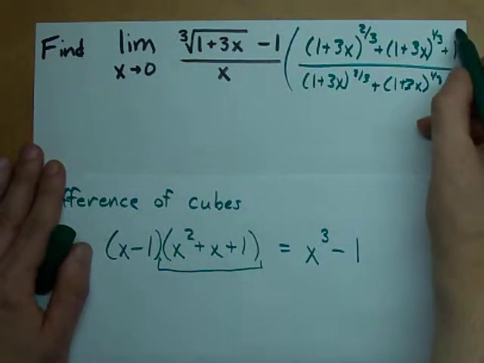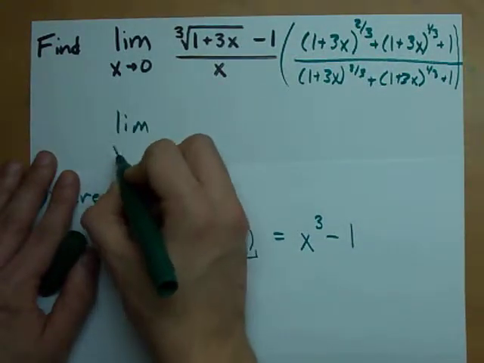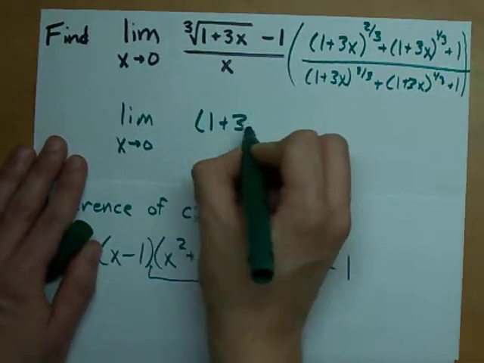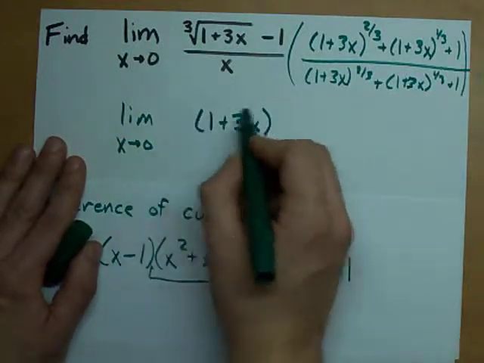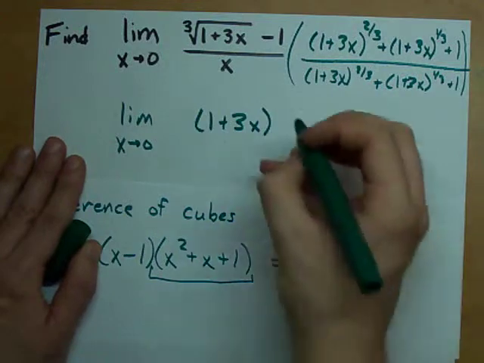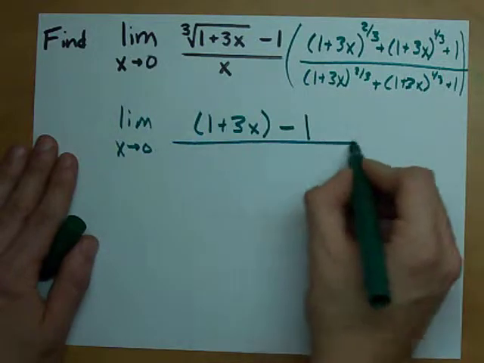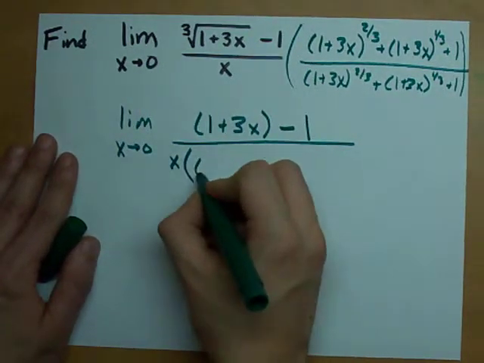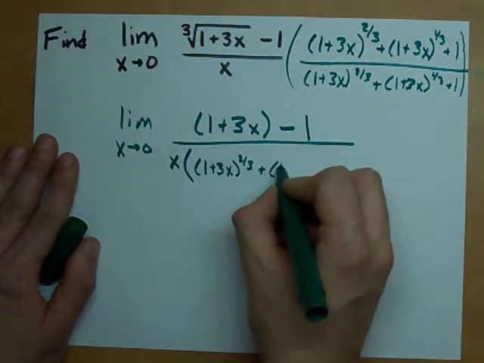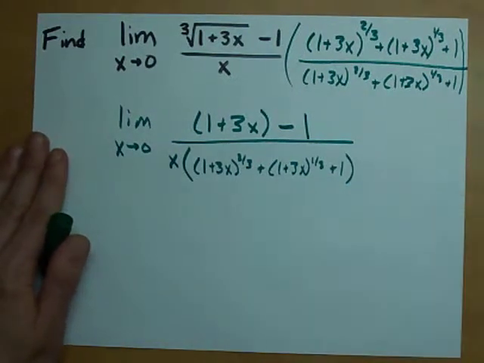When you multiply this fraction by that fraction, you end up with, and according to difference of cubes, this is true, 1 plus 3x. The cube root of that cubed is actually what you end up with, but the cube root and the cube cancel each other out. Minus 1, and in the bottom you're left with this atrocity, 1 plus 3x to the 2/3 plus 1 plus 3x to the 1/3 plus 1. What a mess.